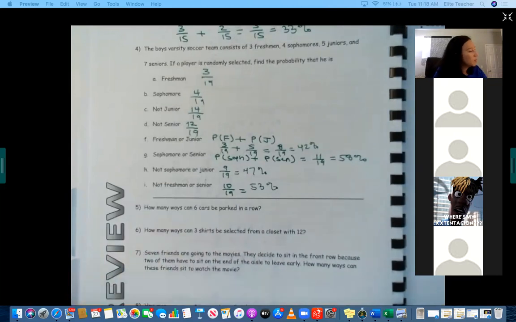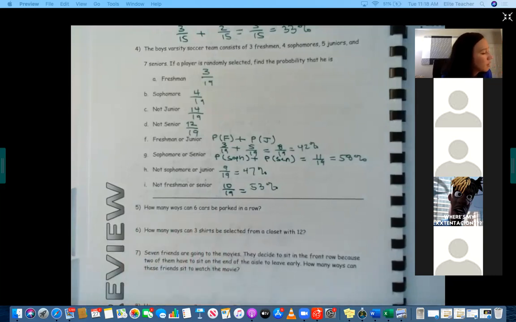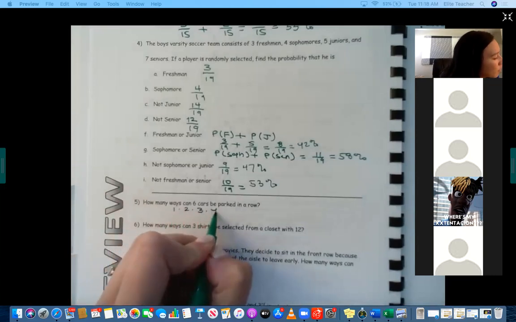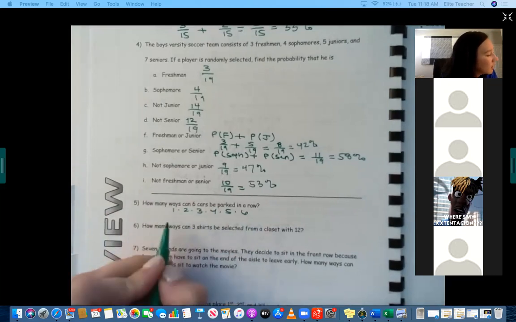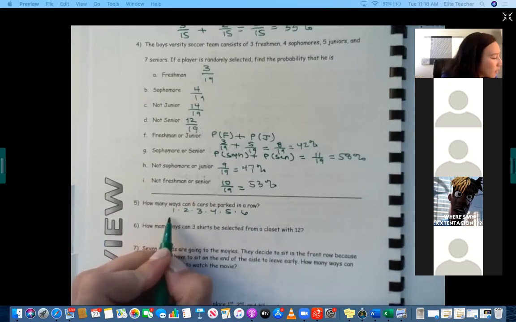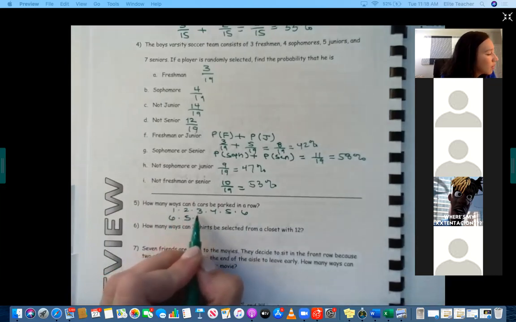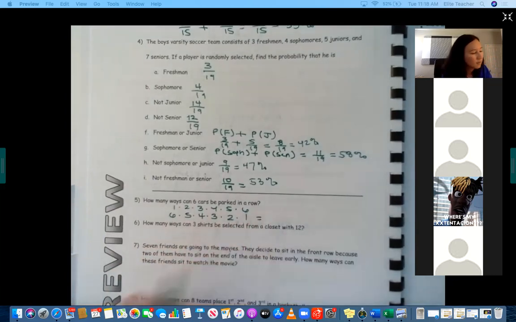Okay, and then the bottom ones look like it's reviewing permutations and combinations. So how many ways can 6 cars be parked in a row? So we have 6 cars, 1, 2, 3, 4, 5, 6 cars. So the first spot, how many cars can go in the first spot? 6. So then how many are left for the second spot? 5, then 4, then 3, then 2, then 1.